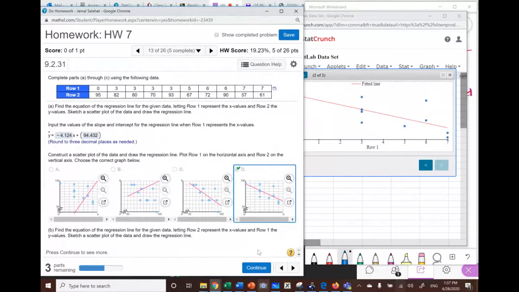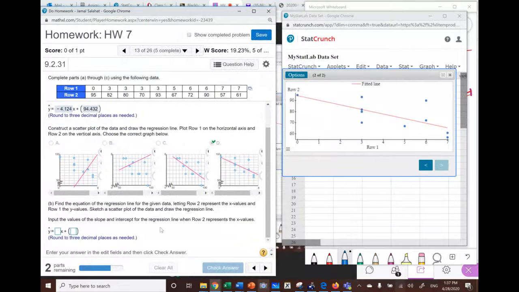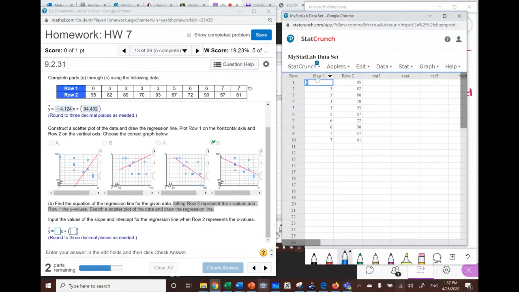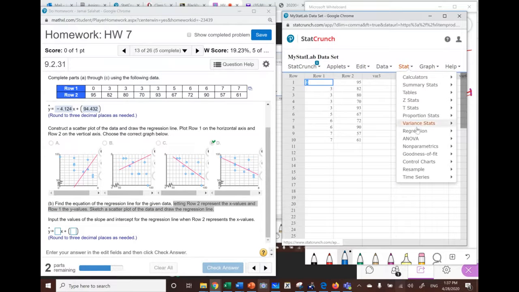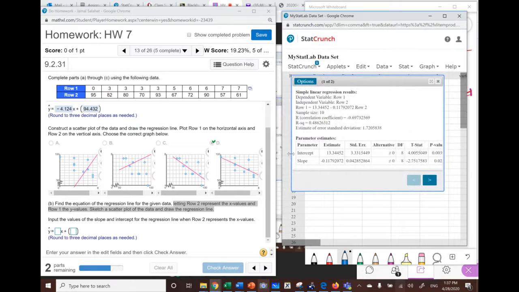Okay, now if we continue here, in the second part of the problem, they say we want you to change your mind now. We want you to let row 2 represent the x and row 1 represent the y. So in other words, go back to the problem here, and when you go to the data regression symbol linear, we want row 2 to be the x and row 1 to be the y. Now let's hit compute, and I want to show you something.